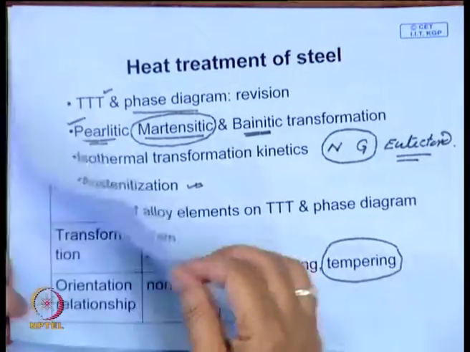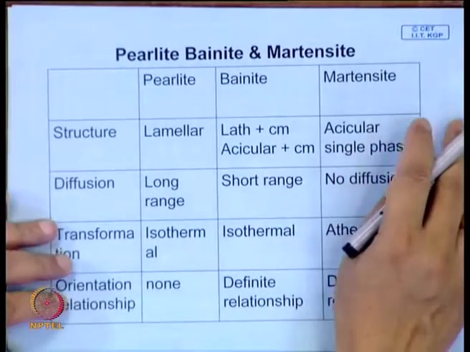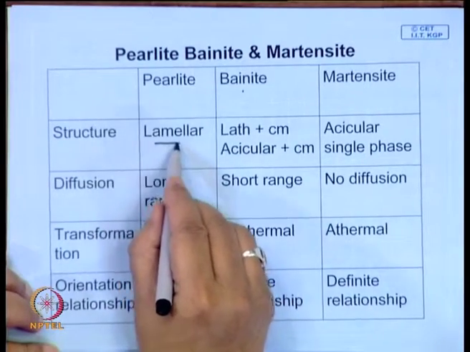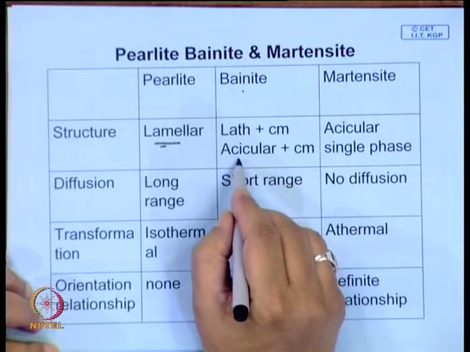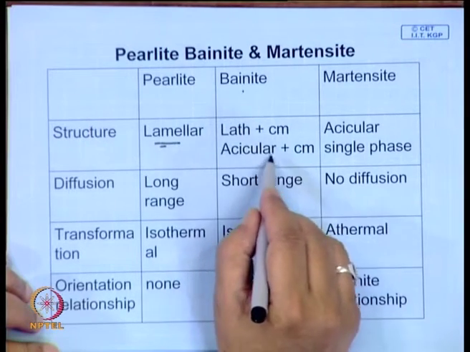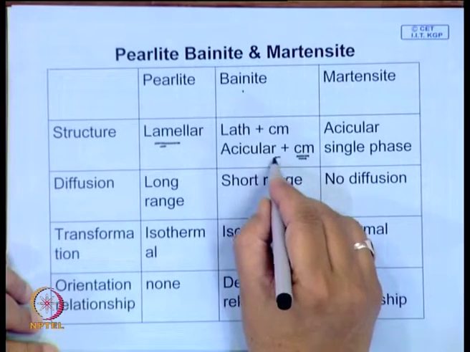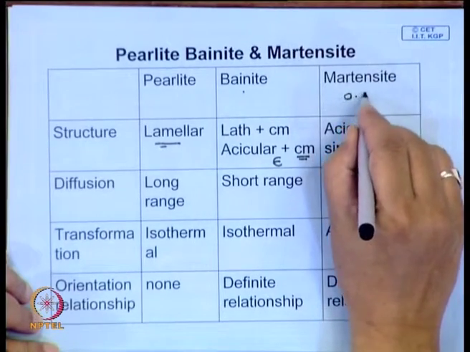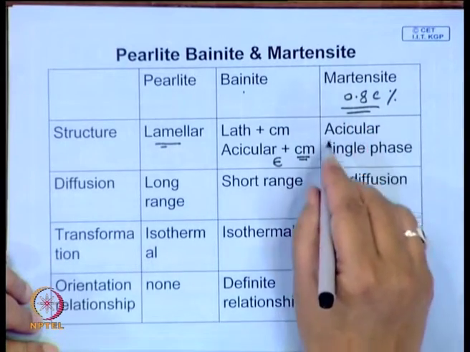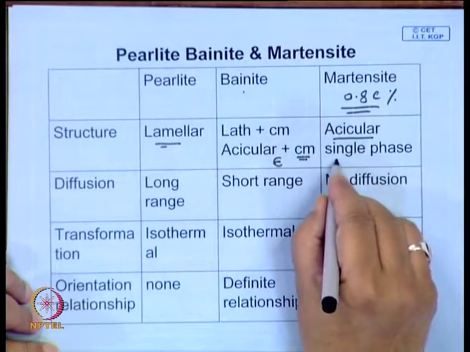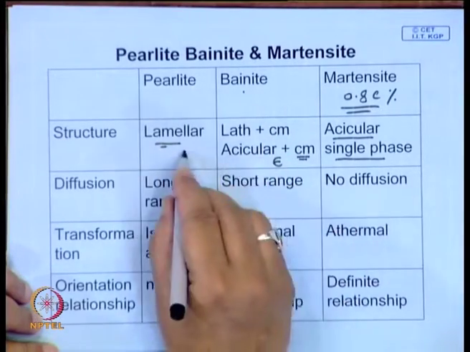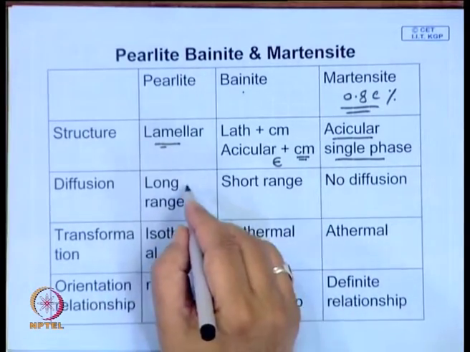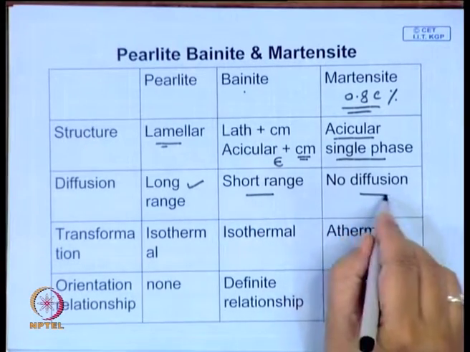Now, let us do a quick recapitulation of the three different types of transformation which take place: pearlitic, bainitic, martensitic. We looked at their structures. This is lamellar. Here you have two variants, lath plus cementite, and another, lower temperature bainite. They are nearly acicular or plate type, where carbides may be cementite, or in some cases epsilon carbide. Here we are considering 0.8% carbon steel, eutectoid steel, where the martensite will be primarily acicular or plate type martensite, and it is single phase, whereas in these cases they are two phase structures. So, this clearly shows that there is no precipitation, no diffusion.